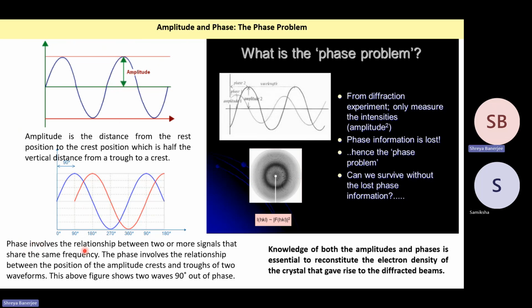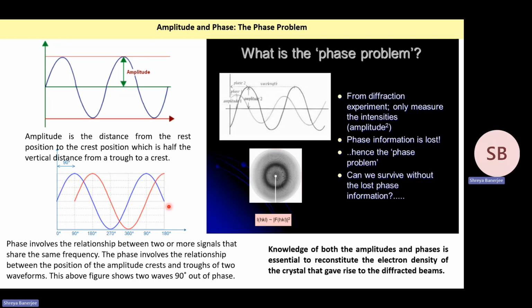Also, there is something called a phase. Phase is the relationship between two or more signals that share the same frequency. So here are two waves having the same frequency. The red wave, if it is moved by 90 degrees, will overlap with the blue wave. So the phase between the red and blue wave is 90 degrees. You can see the degrees are plotted on the x-axis. So just imagine that you are shifting the red wave towards this side by 90 degrees. Then it will completely overlap with the blue wave. So it is said that the phase relationship between the two waves is 90 degrees.